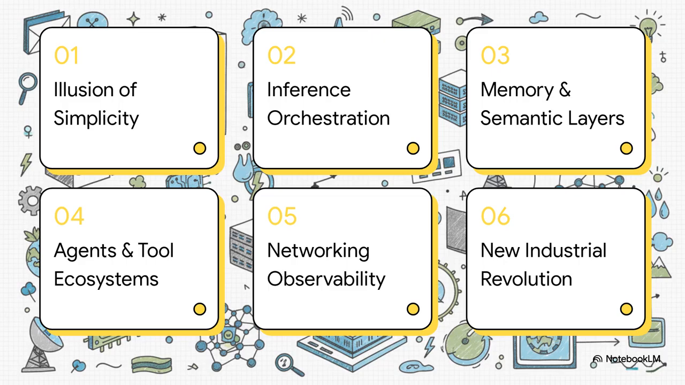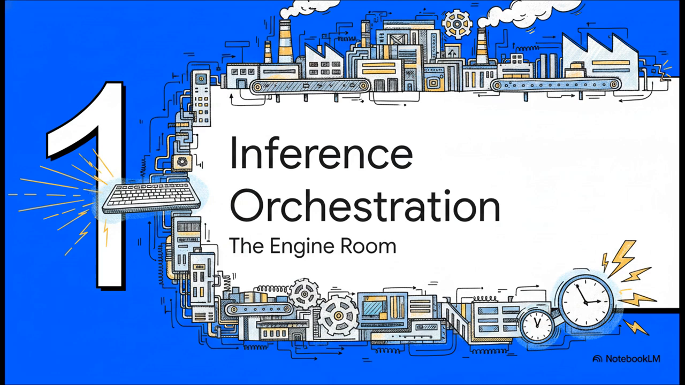To really understand how this all works, we're going to take a quick factory tour of this architecture. We'll start with the illusion of simplicity, then head into the engine room with inference and orchestration. After that, we'll look at the external brain, memory and semantic layers. Meet the digital workforce of AI agents. Check the nervous system, networking and observability. And finally, wrap up with the new industrial revolution. Okay, let's dive into this.